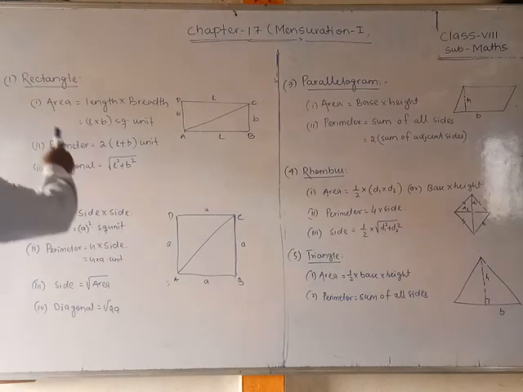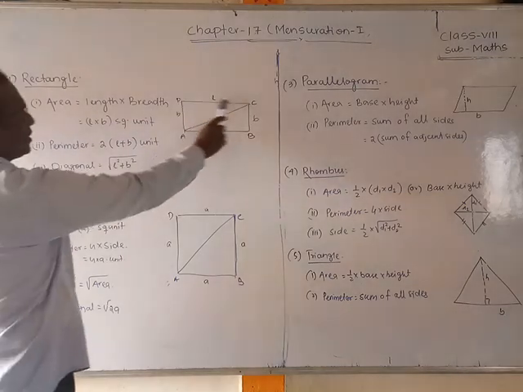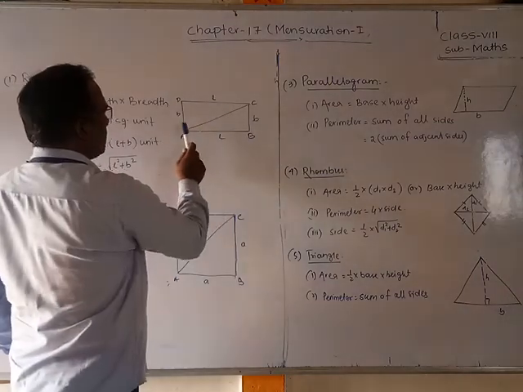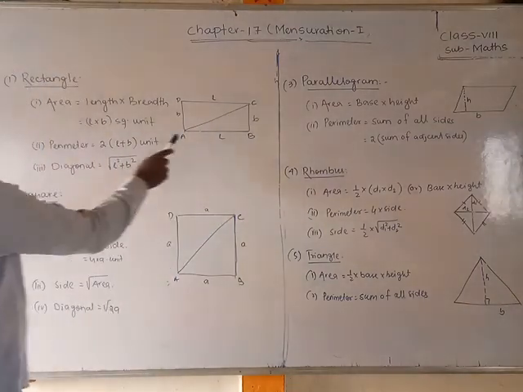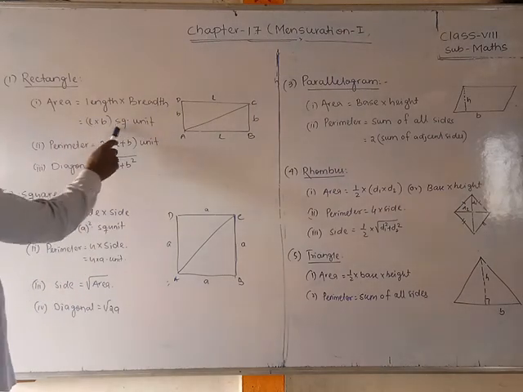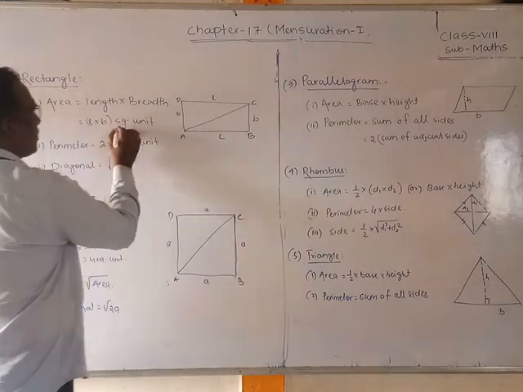Now friends, see the area of a rectangle. I have drawn a rectangle, and its opposite sides are equal. What is the area? Length into breadth, already you know that. So area is equal to length into breadth, in square units. Always remember this, students.